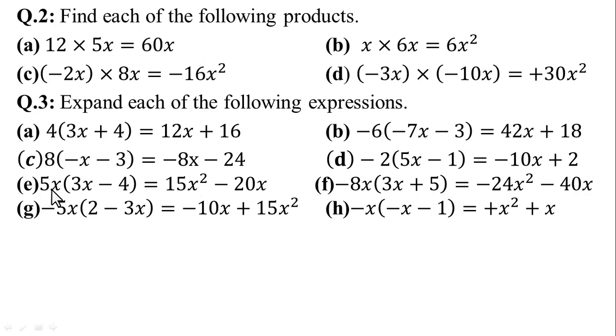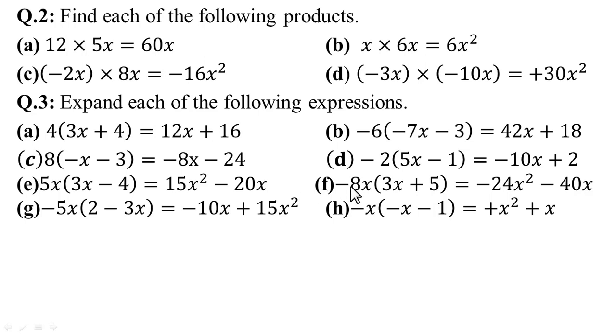Now in E part, 5x into 3x minus 4. Here 5 is multiplied by 3 and x is multiplied by x. So 5 threes are 15x square. So 15x square minus 5 fours are 20x. So the answer of E part is 15x square minus 20x.